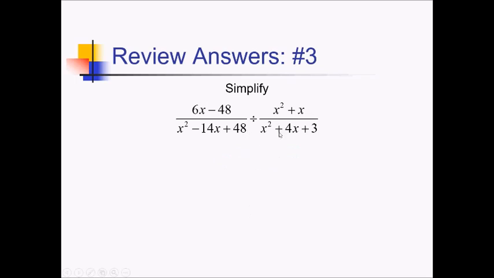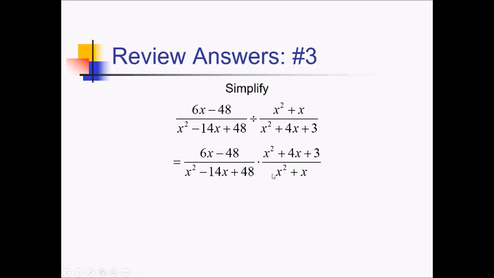To divide these rational expressions, very first thing I'm going to do is turn this into multiplication. So I'm going to multiply by the reciprocal of the second fraction. Same, change, flip. Keep the first fraction the same, change division to multiplication, and flip the second one so that the x squared plus 4x plus 3 is now in the numerator and the x squared plus x is now in the denominator. Now that I've got multiplication, I'm going to go ahead and treat this like a multiplication problem.